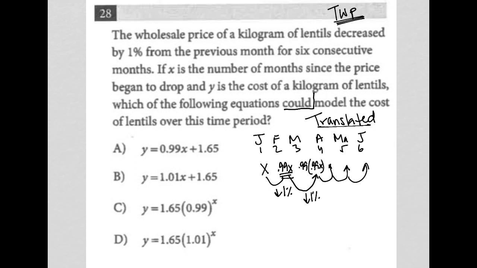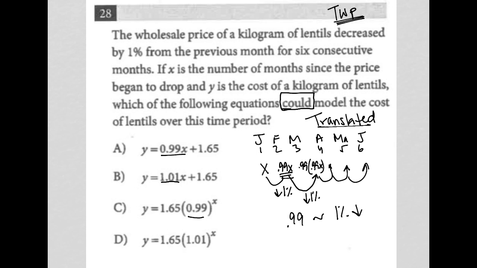So that's an interesting word choice. It doesn't say which one does model, but which one could model the cost of lentils over this time period. All right, so I know this 0.99 is important to me because, again, 99% of something is equivalent to a 1% decrease. And I see 0.99 here in choice C, and I also see 0.99 here in choice A.